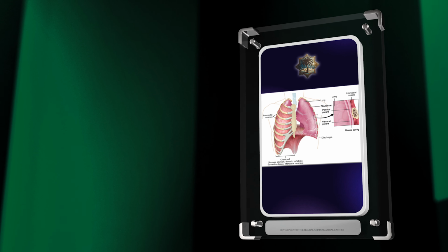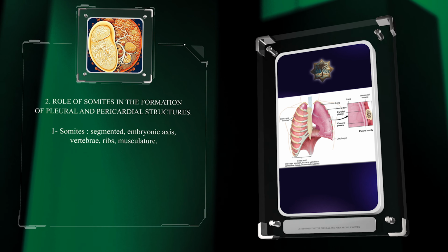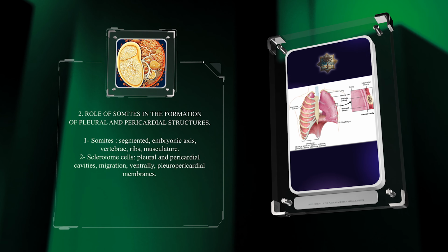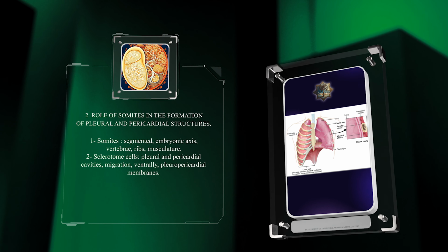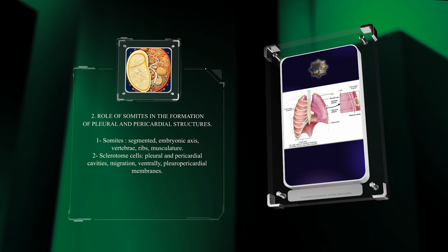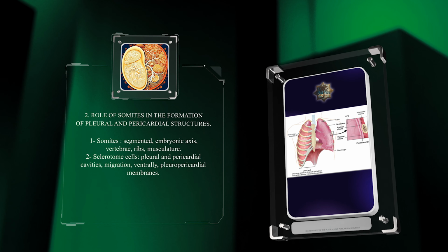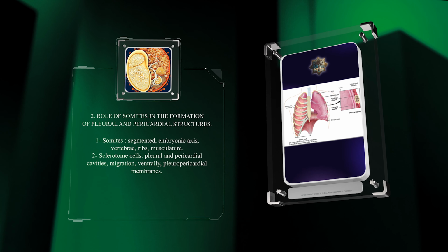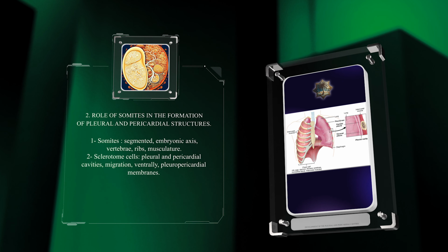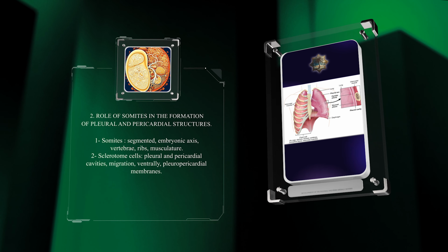Somites, which are segmented bilaterally along the embryonic axis, give rise to a variety of important structures, including the vertebrae, ribs, and musculature. Within the somites, specific mesenchymal cells, called sclerotome cells, are responsible for the formation of the pleural and pericardial cavities. These cells migrate ventrally and contribute to the development of the pleuro-pericardial membranes, which establish the separation between the pleural and pericardial cavities.